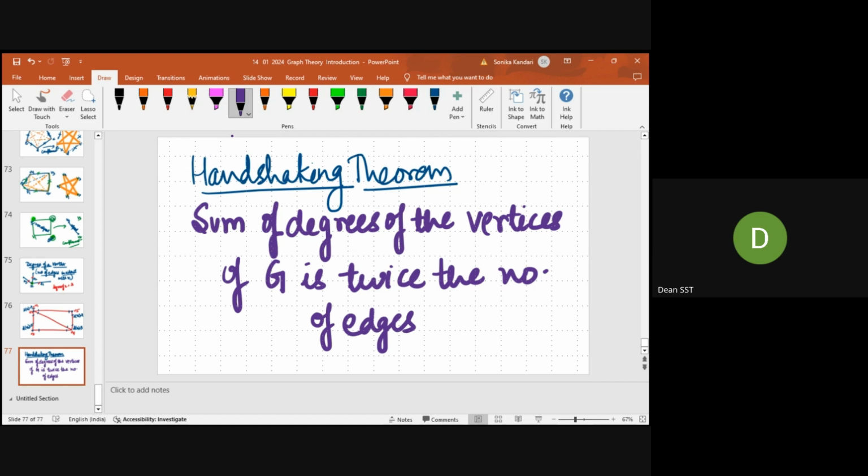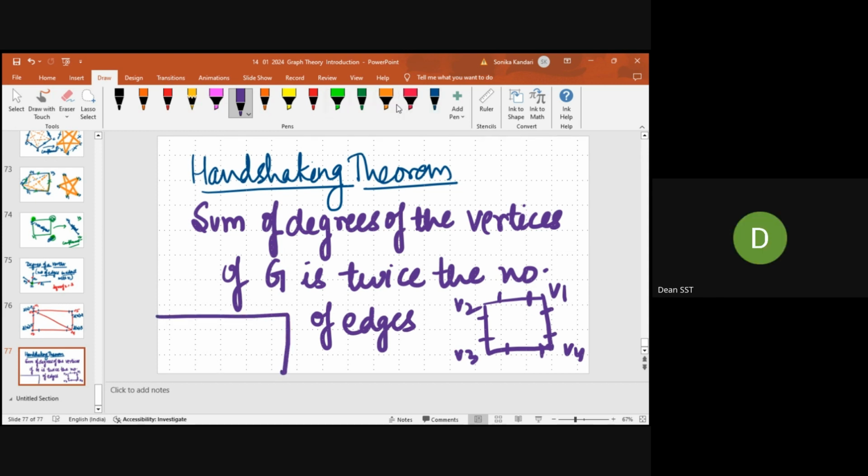Can you prove this? It means the sum of degrees, you have to count the degree of V1, then the degree of V2, then the degree of V3, and then the degree of V4, and it should be equal to twice the number of edges.